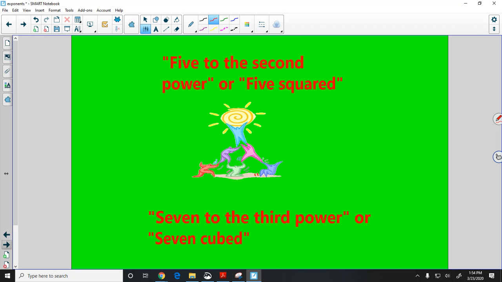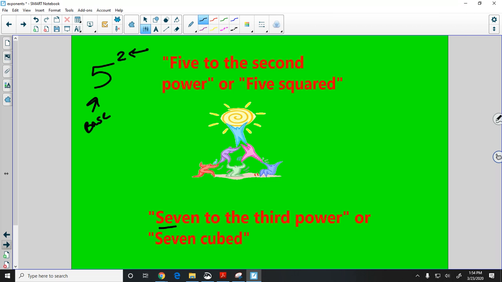All right, so the way we could read an exponent is, for example, 5 to the 2nd power, or 5 squared. So what it's going to look like is you're going to have a base. This is your base, the base of 5 to the 2nd power. This right here is your power, or your exponent. Or we call it 5 squared. 2 is going to be called squared.